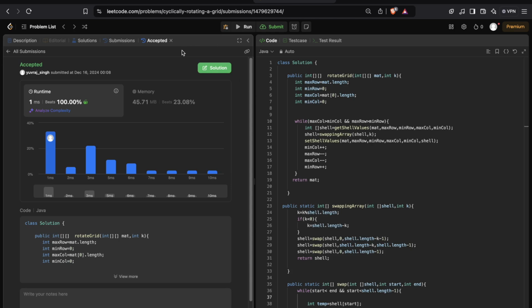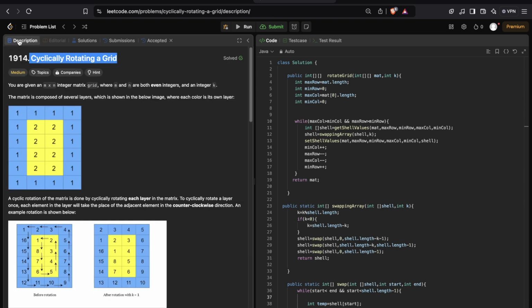Now we are going to solve the second problem from our SDE sheet, which is based on 2D arrays. This kind of problem based on 2D arrays has lots of variations. I have completed this problem on LeetCode; you can also try it. Let's try to understand the problem statement: cyclic rotation on a grid. Based on this pattern, there are many questions on 2D arrays. So let's try to understand this.